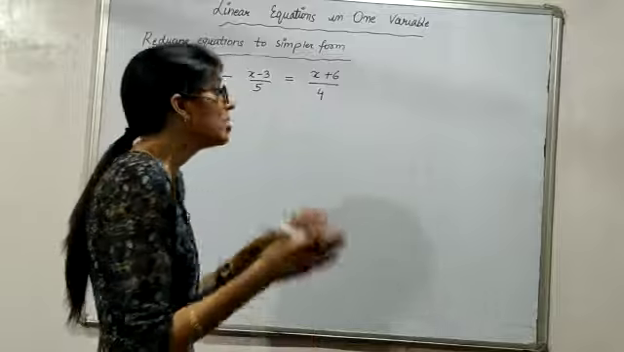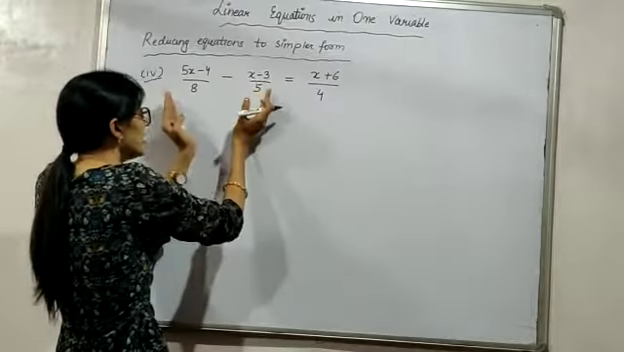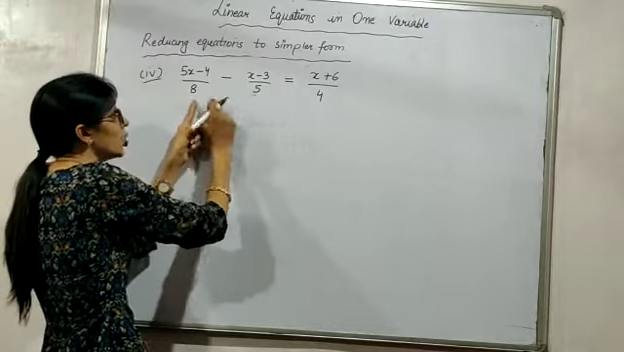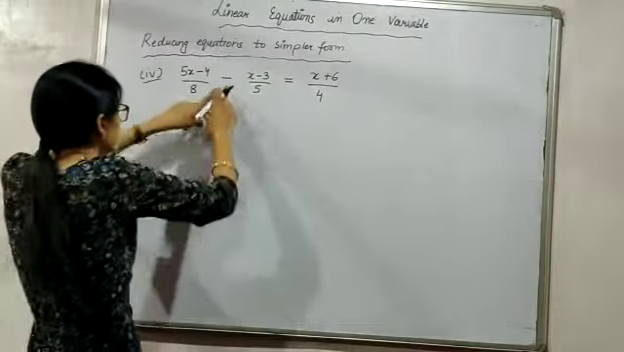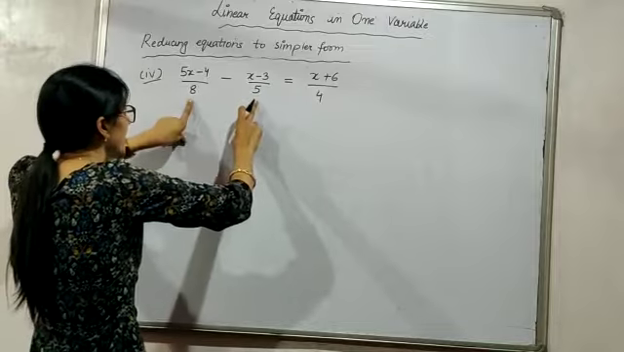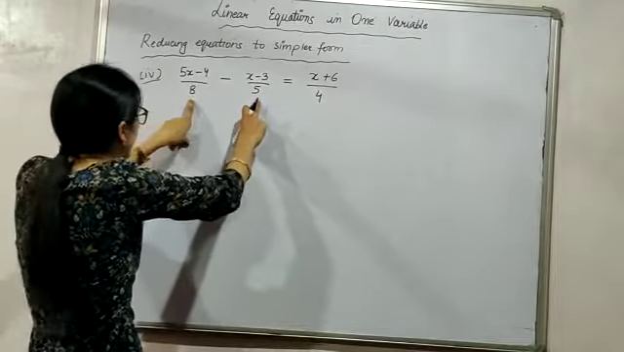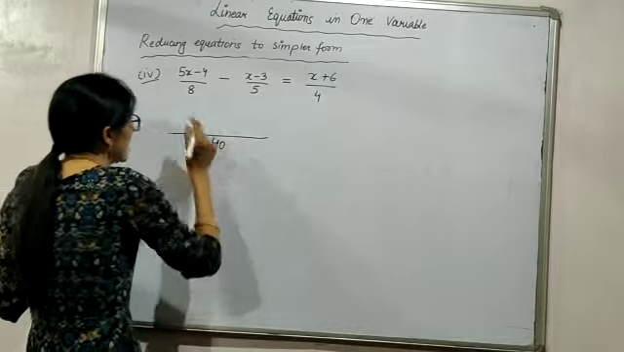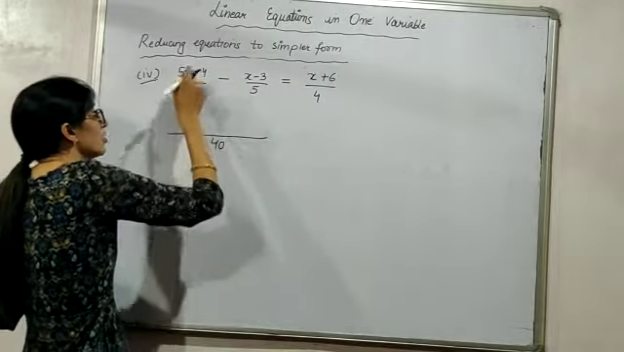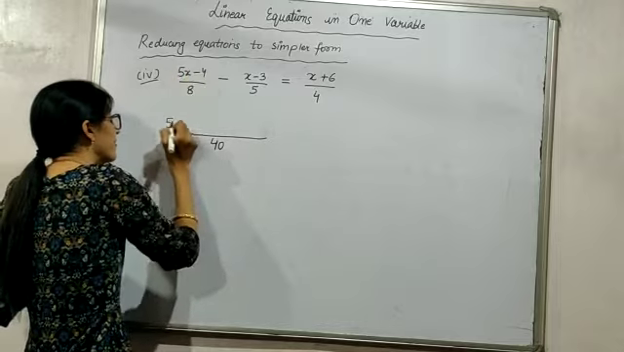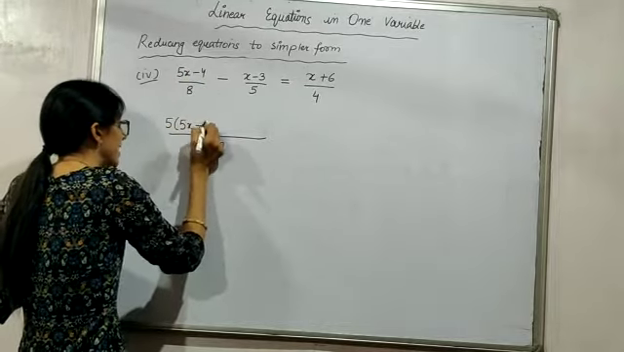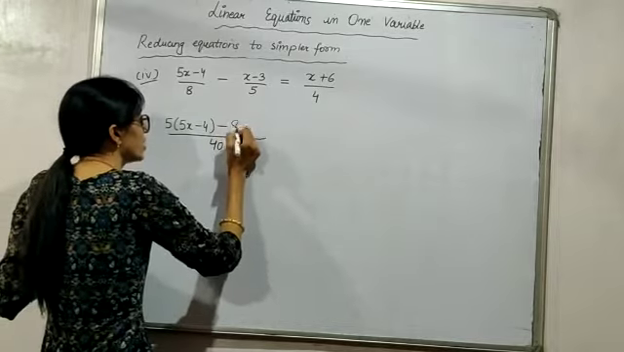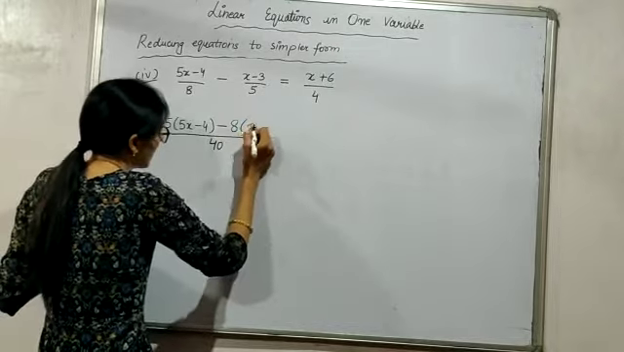So what will we do? First, we will solve the left hand side. So we will take the LCM of these both numbers, because they are separated with a negative sign. 8 and 5, the LCM comes out to be 40. 8 5s are 40, so this whole term is multiplied by 5. Minus 4, 5 8s are 40, so this whole term is multiplied by 8.